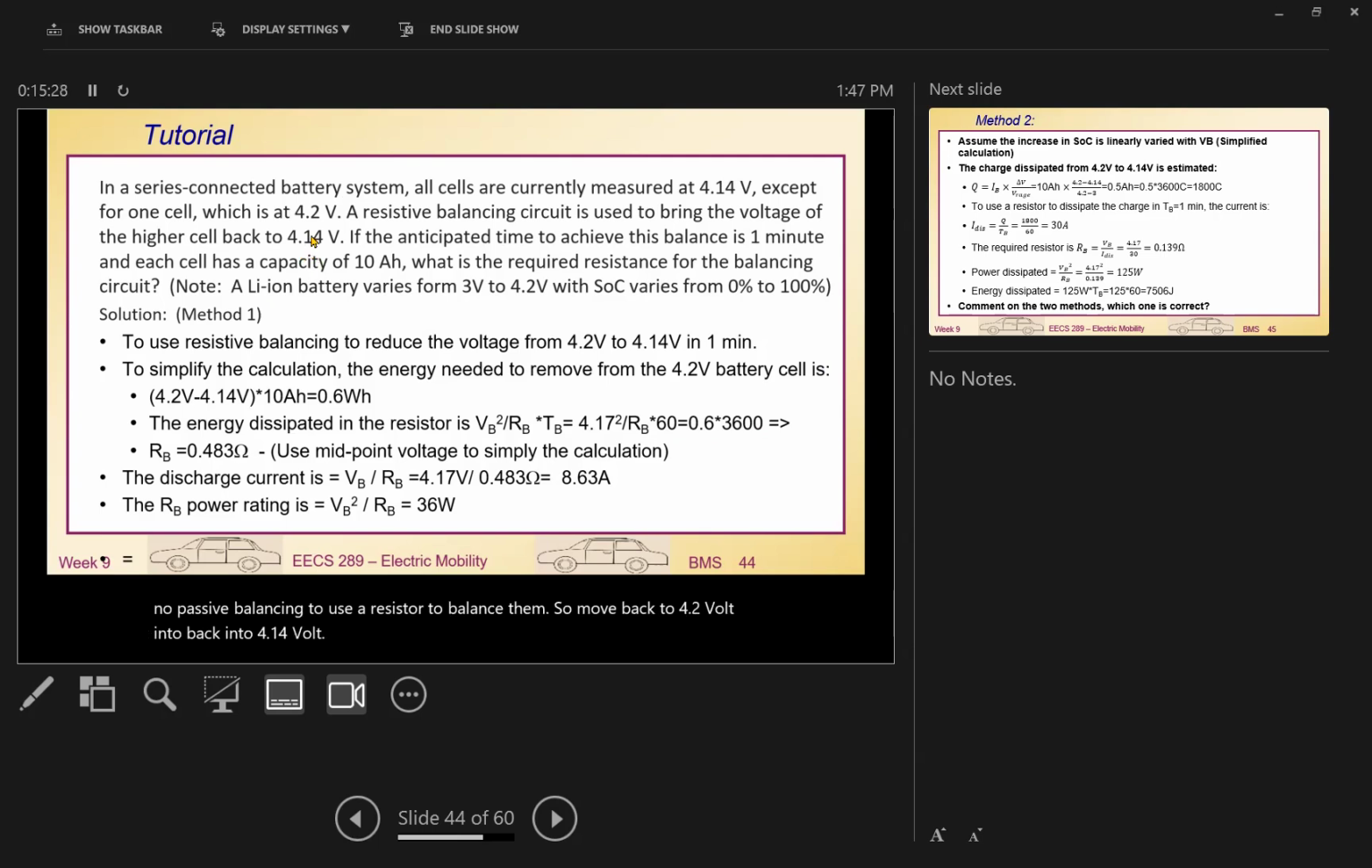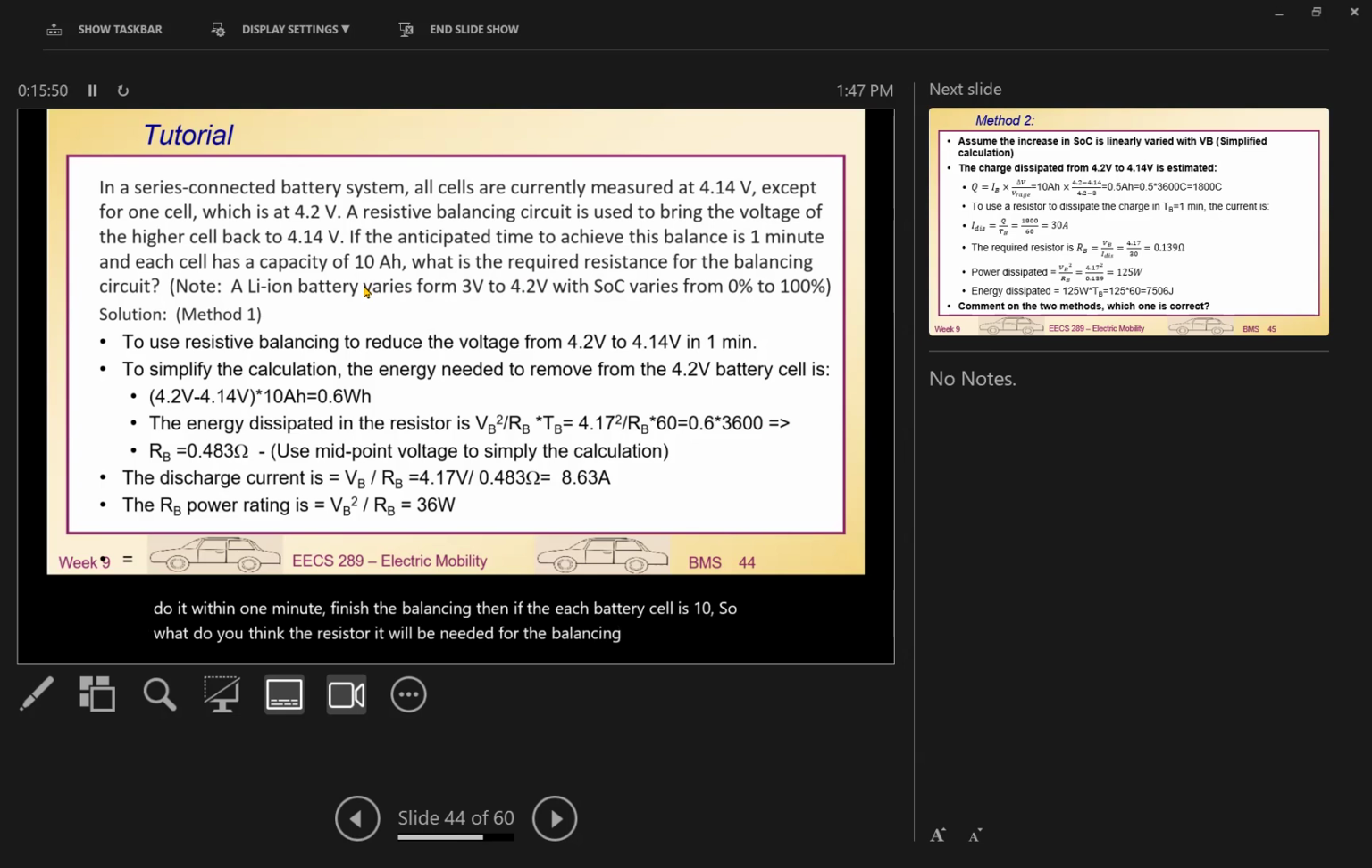So obviously we can use a resistor to discharge the cell from 4.2 to 4.14 volts. The anticipated time for balancing is 1 minute. We want to finish the balancing within 1 minute. If each battery cell is 10 Ah, what do you think the resistor needed for the balancing will be?